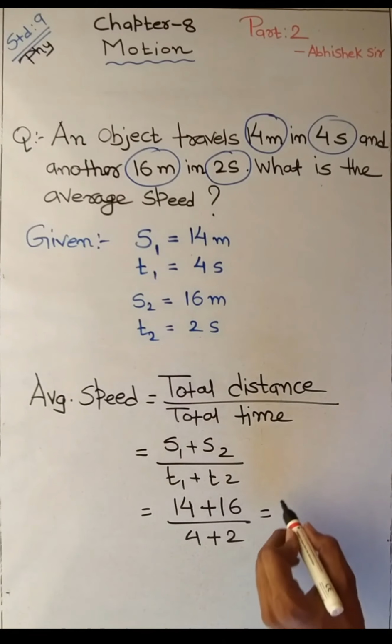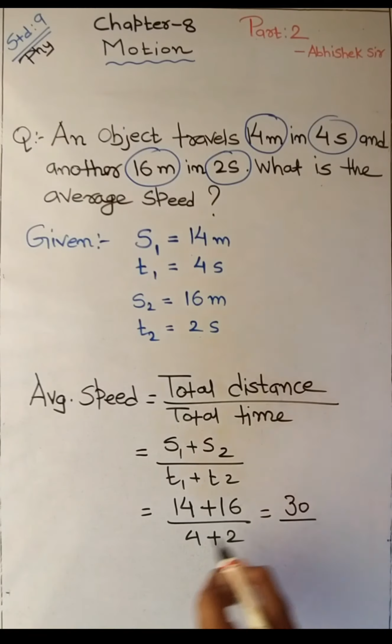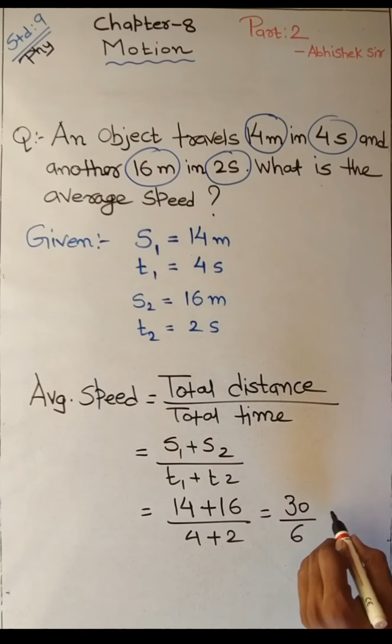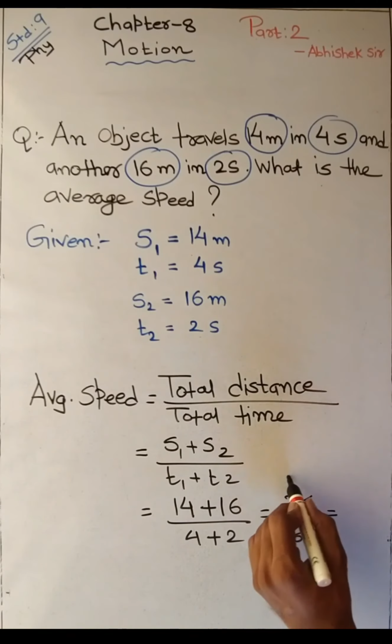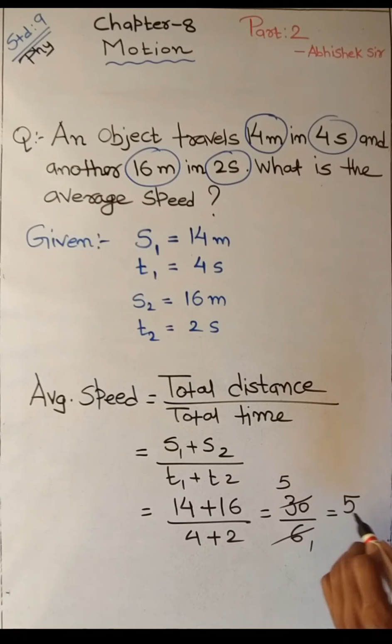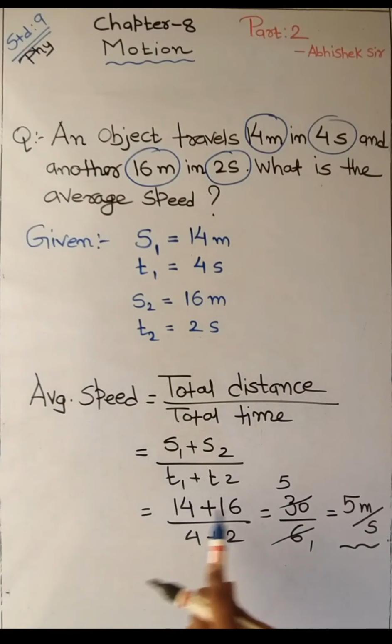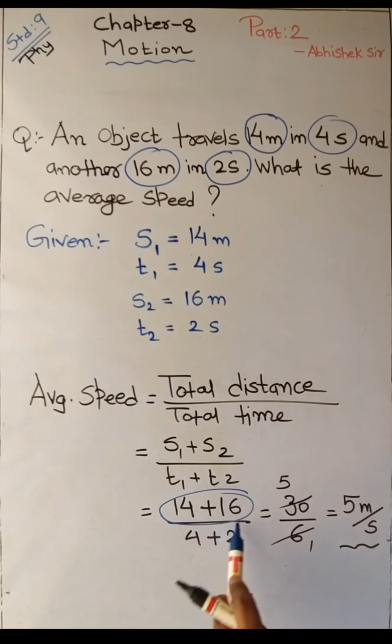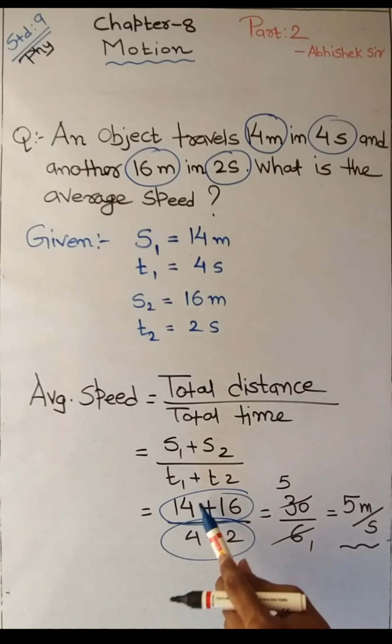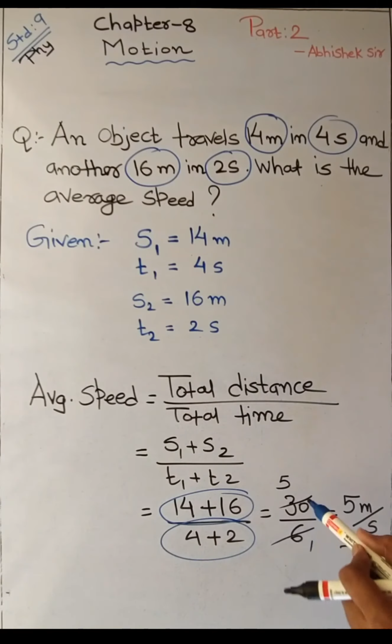What is 14 plus 16? It is 30 and 4 plus 2 is 6. So if you cancel it, you will get the answer, that is 6 5s are 30. The average speed was 5 meter per second. What we did, we just added up the distance and added up the time. So total distance upon total time, that is 30 upon 6, that is 5 meter per second. So that is how you are finding average speed.